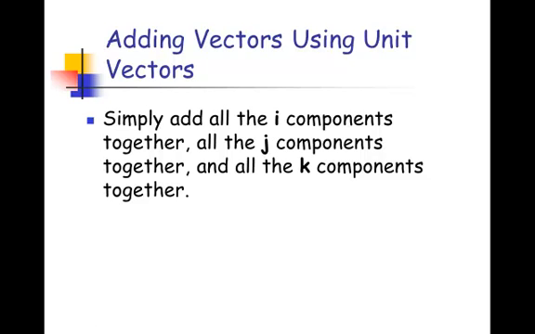All right, now adding vectors using unit vector notation is actually very, very easy. All we have to do is add the i components together, add the j components together, and add the k components together. Let's do that in this particular example.